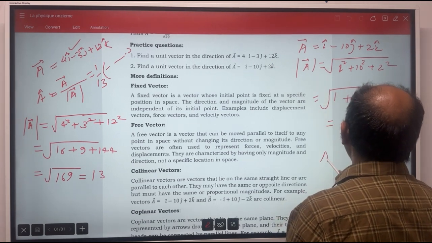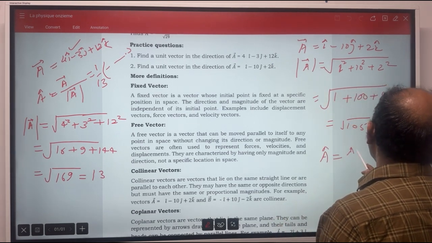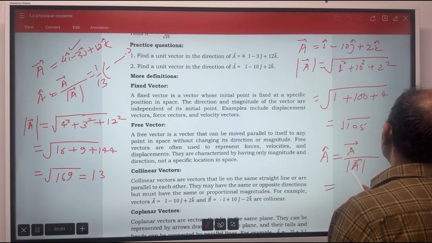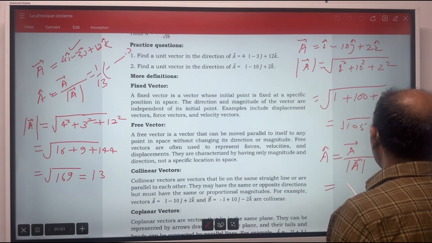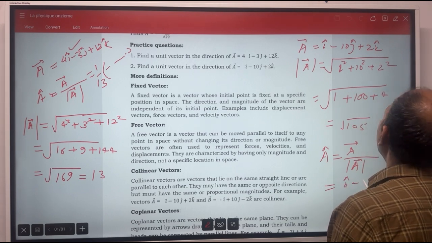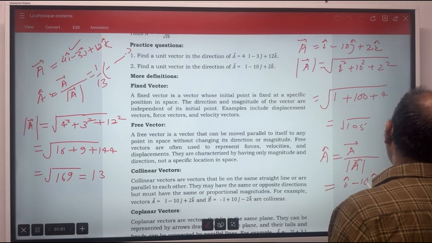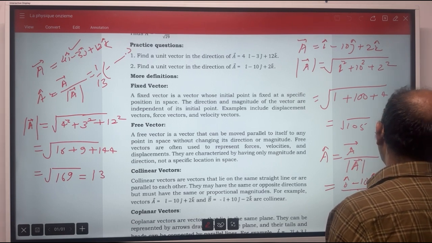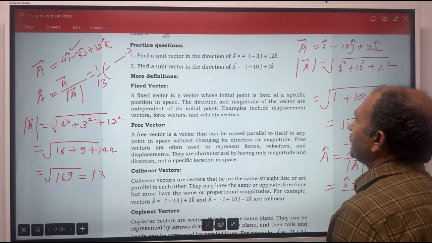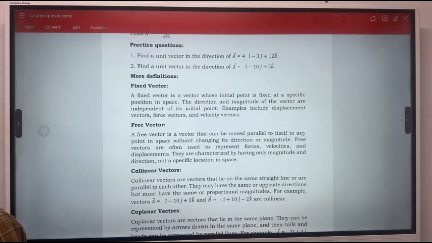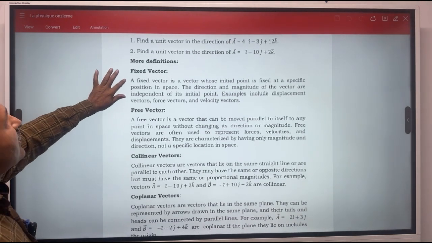So A cap is vector A divided by modulus A. So just write the values. So vector A is given, vector i cap minus 10j cap plus 2k cap, divided by modulus A, which is root of 105. So this is the answer. So you have understood. Now some more definitions, let's analyze.